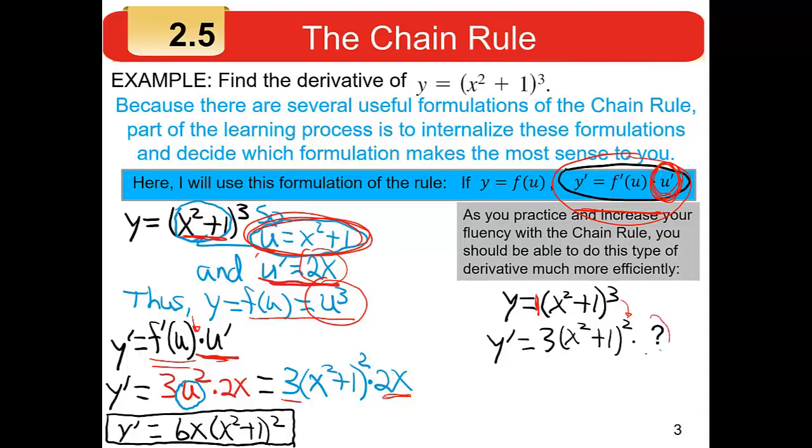So what is this question mark for? That question mark is just to indicate that I haven't done u prime yet. Well, what is u prime? Well, u prime is the derivative of the inside function, which is the x squared plus 1 part. And the derivative of that, which would be u prime, is just 2x. And then again, you can take the 2x times the 3 and make it 6x. And notice you get the same answer. You wrote down a lot less.